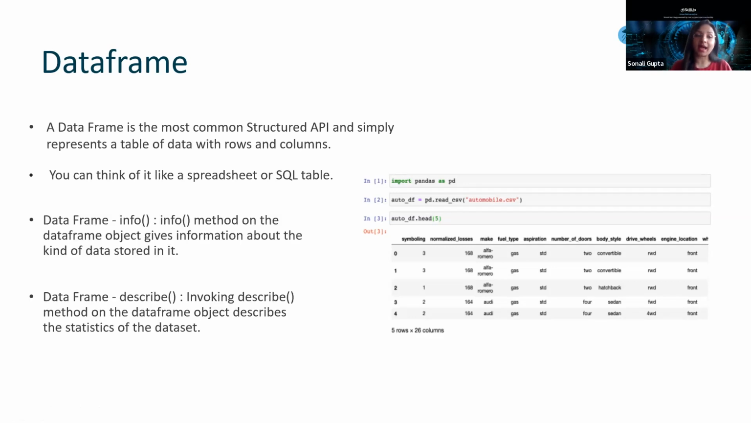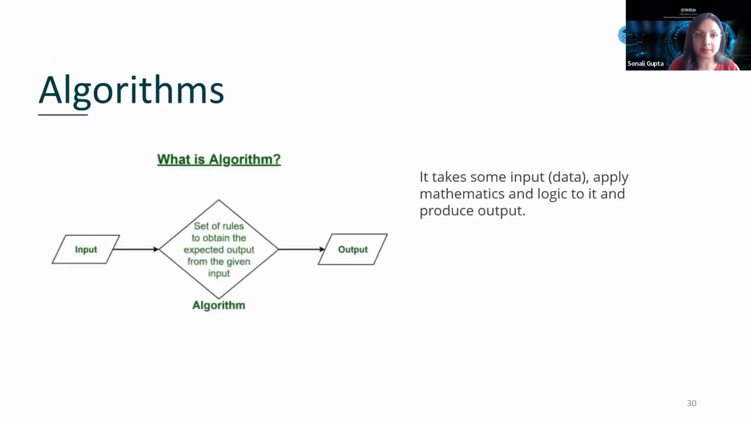A data frame has a few methods. One is info and one is describe. So what does the info method do? It gives you information about the kind of data, what type of data it is. While the describe function is a method on the data frame that describes the statistics of the data set. We'll see how it works in the upcoming Jupyter notebook hands-on.